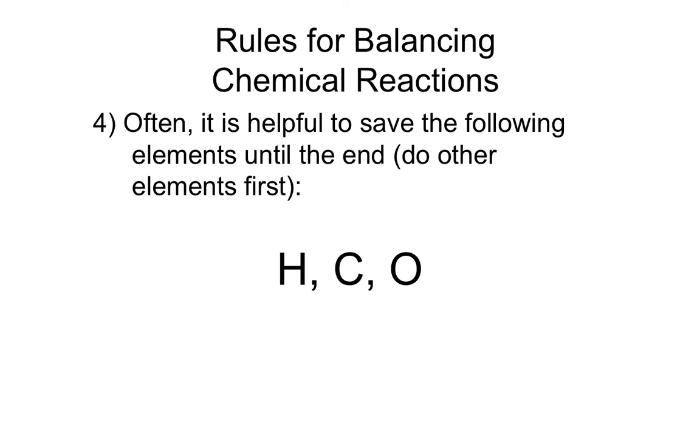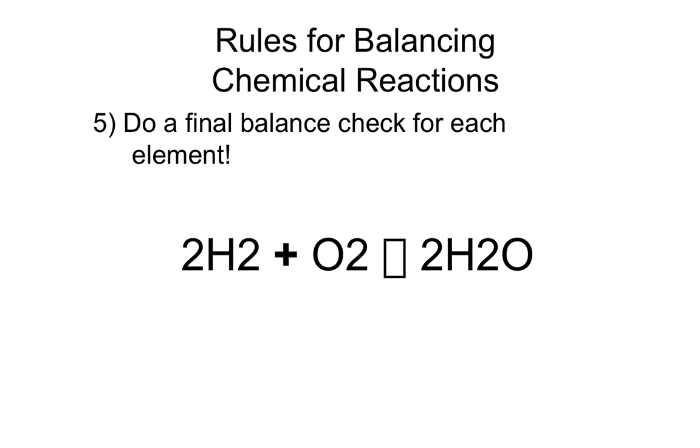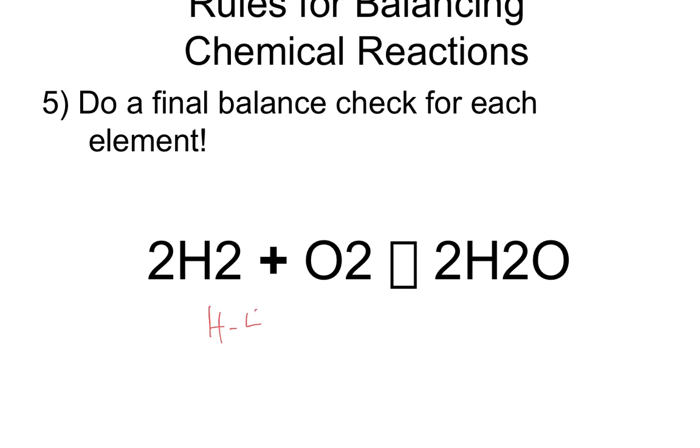Often it's really helpful to save hydrogen, carbon, and oxygen until the very end. Really, oxygen is usually the last one that you are going to alter in your balanced equation. So you want to start with your metals, and then you'll go to other nonmetals that are not C, O, and H, and then you will balance C, O, and H. And then you can do a final balance check for each element. So at the very end, you should go back and say, okay, hydrogen, I have 4, oxygen, I have 2, hydrogen, I have 4, oxygen, I have 2.